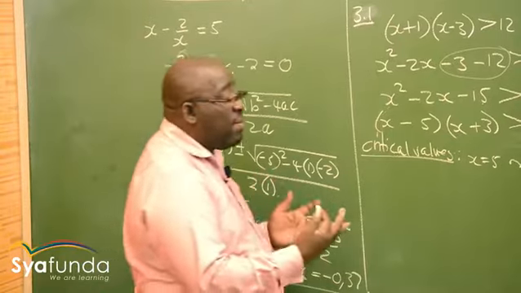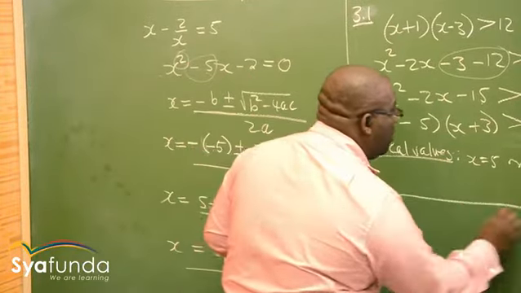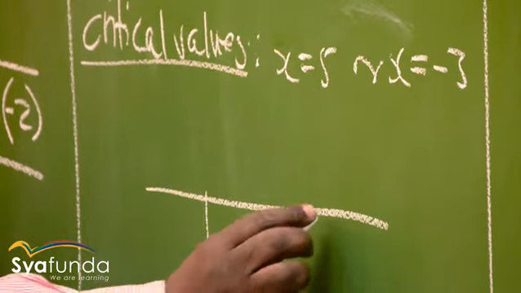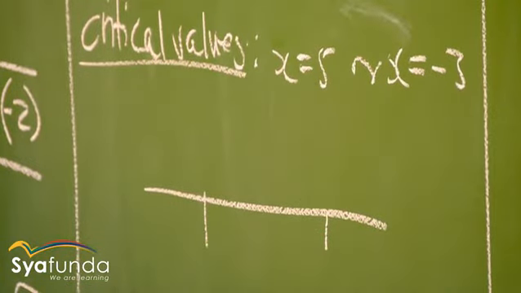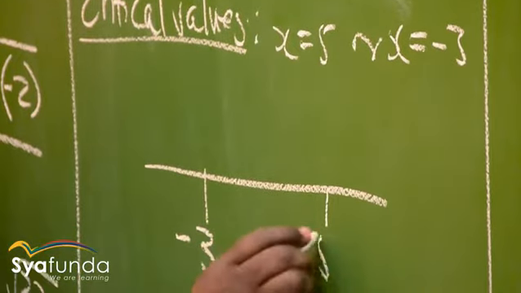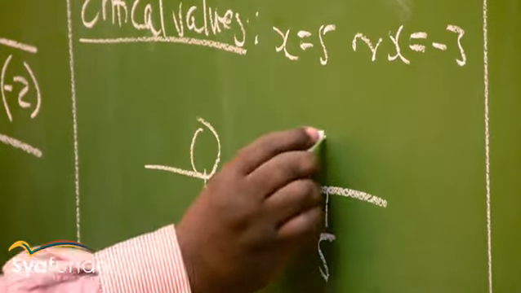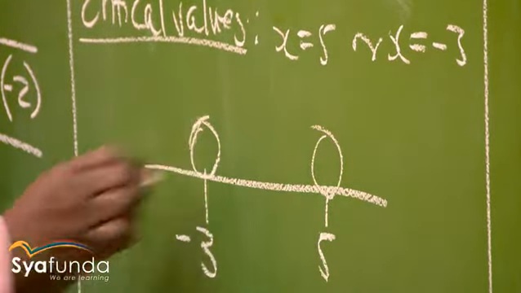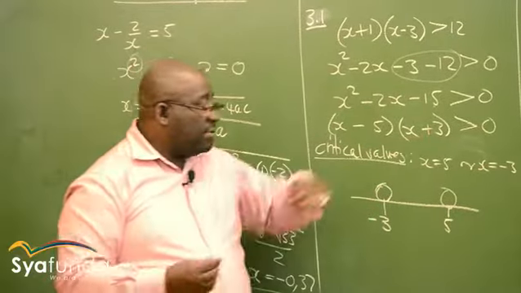From here, if I'm using the method of a number line, I go straight to my number line. I put the smaller value here and the bigger value there in my critical values. Which one is small there? It is minus 3. A negative number is always smaller than a positive number. So it's 5 there. Let me put my small circles there. Remember here, I've got greater than.